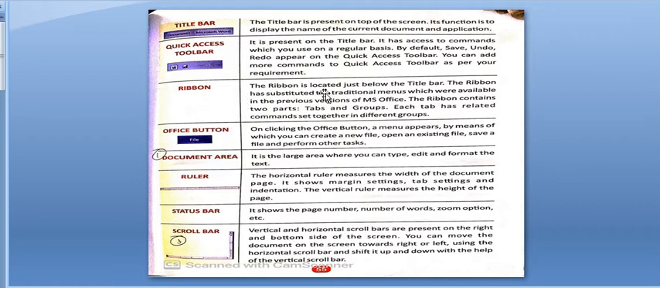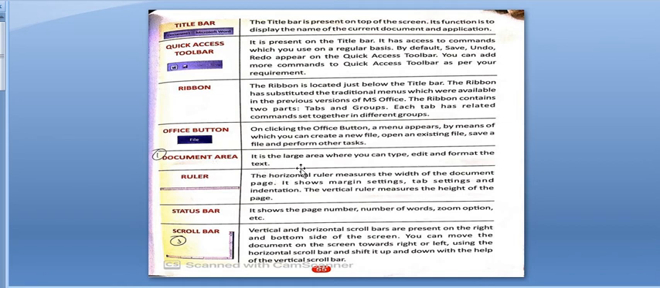Now ribbon. The ribbon is located just below the title bar. The ribbon has substituted the traditional menus which were available in the previous version of MS Office. The ribbon contains two parts, tabs and groups. Each tab has related commands set together in different groups. Now, Office button. On clicking the Office button, a menu appears by means of which you can create a new file, open an existing file, save a file and perform other tasks.